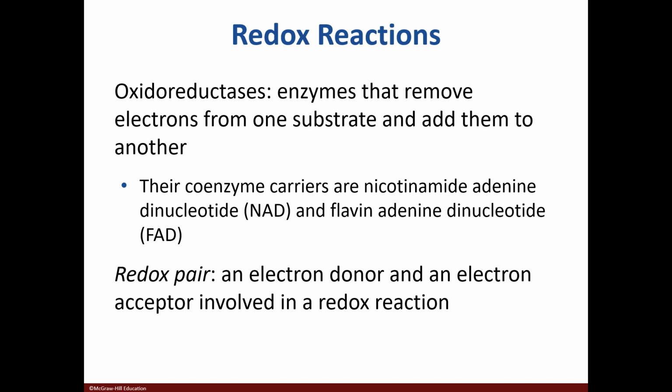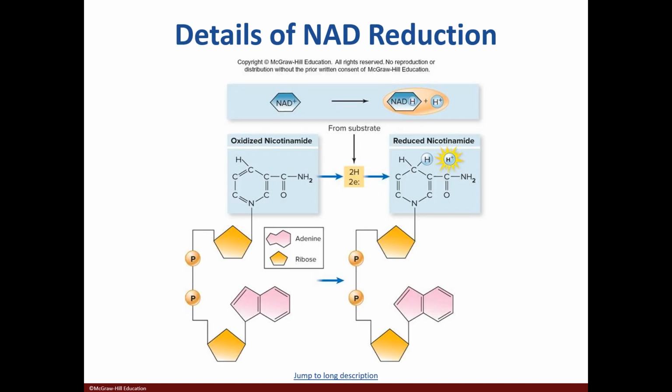In these redox reactions, special enzymes called oxidoreductases strip electrons and add them to other substrates. NAD and FAD are important ones in cellular respiration. On your left, you see oxidized NAD that pulls electrons and hydrogen ions from a substrate and becomes reduced.